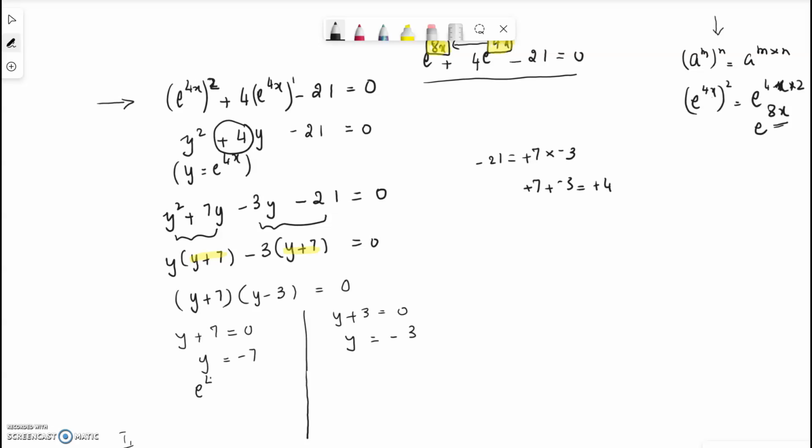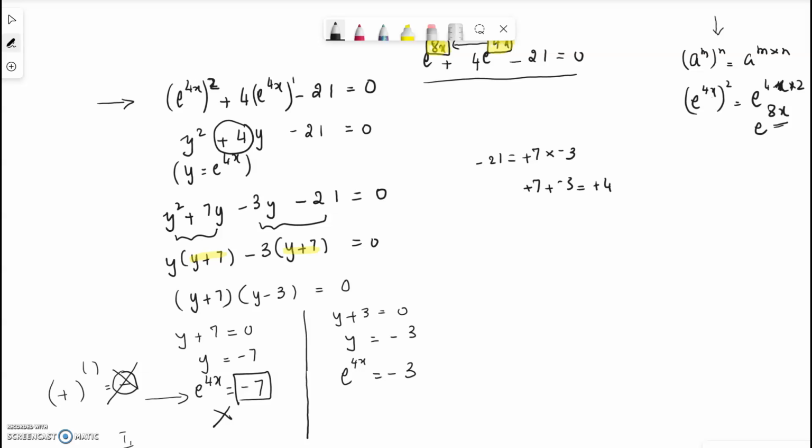We said y is equal to e to the 4x, and that's equal to negative 7. Now notice right away, when you raise a positive number to a certain power, you can never get a negative number. Negative is impossible. So right away, you know that this is not going to give us a valid solution. So let's look at the next one. y equals negative 3. y is equal to e to the 4x equals negative 3.